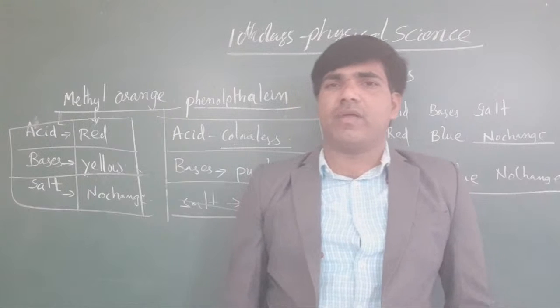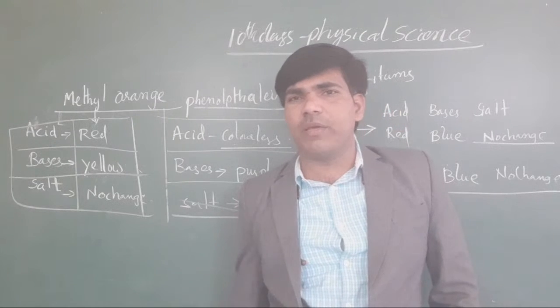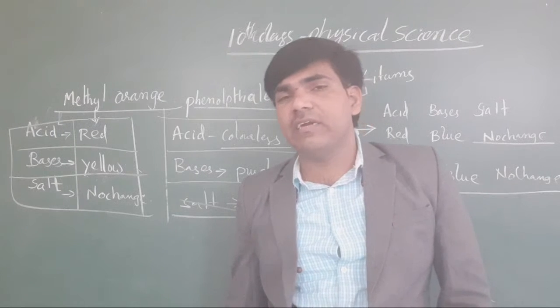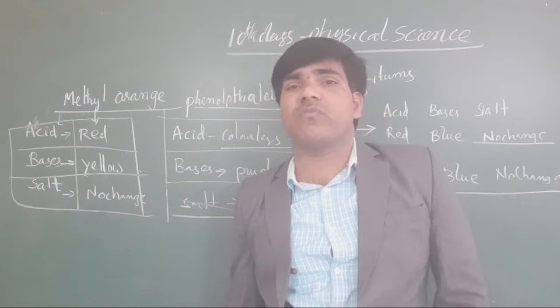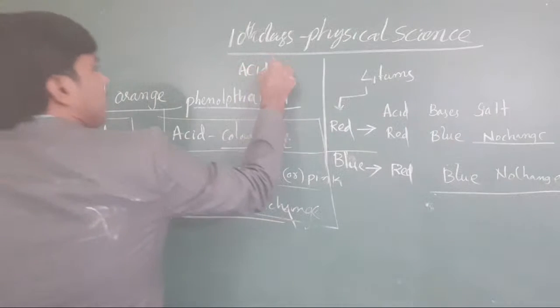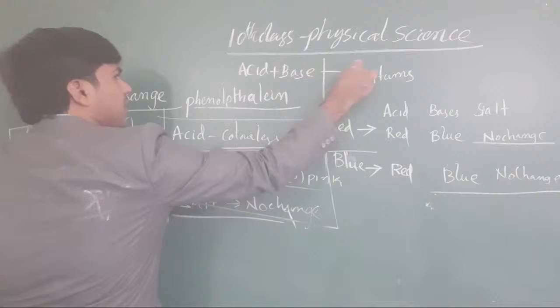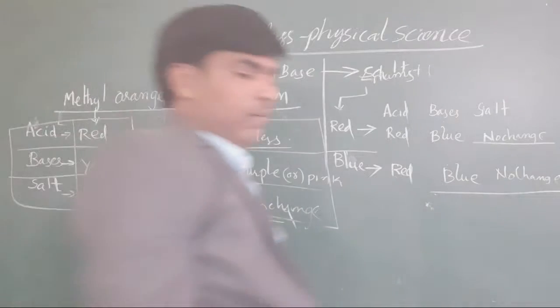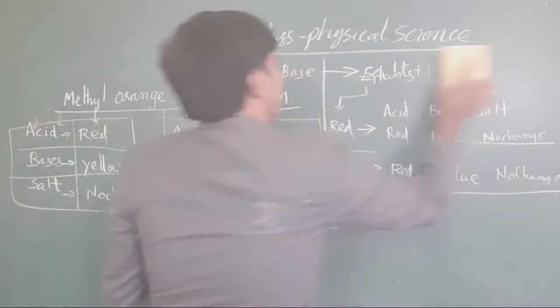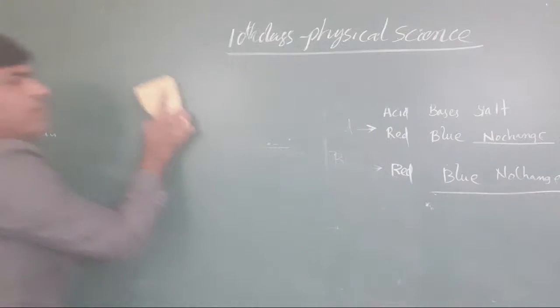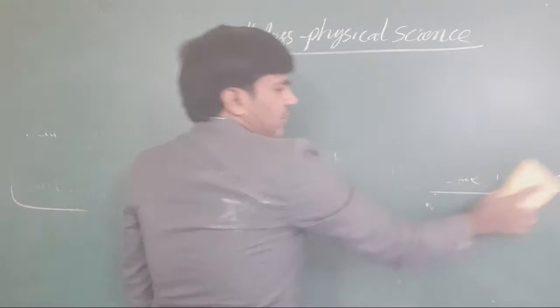You know very well that salts are formed because of the combination of acids as well as bases. Acid plus base gives what for us? Salt and water. That's why it is called a neutralizing substance. When acids and bases are neutralized, that substance is called salt actually.